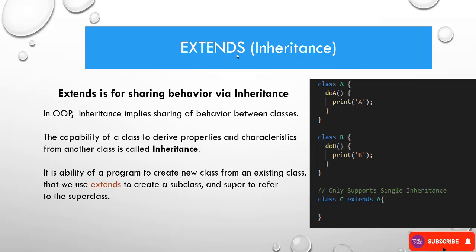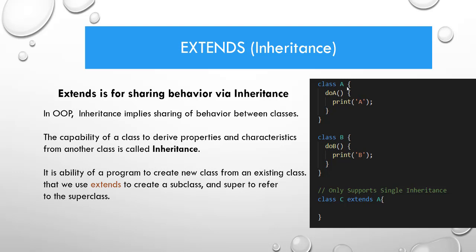Another keyword, extends. Extends is for sharing behavior via inheritance. In OOP, inheritance implies sharing of behavior between classes. The capacity of a class to derive properties and characteristics from another class is called inheritance. It is the ability of a program to create a new class from an existing class. We use extends to create a subclass and super to refer to the superclass.